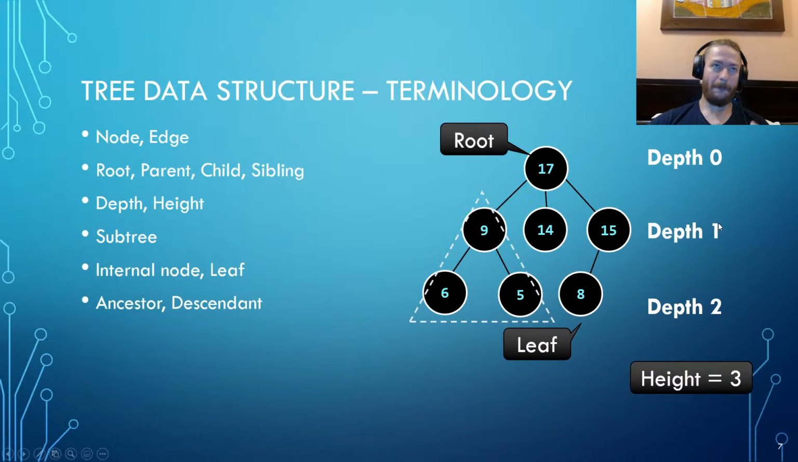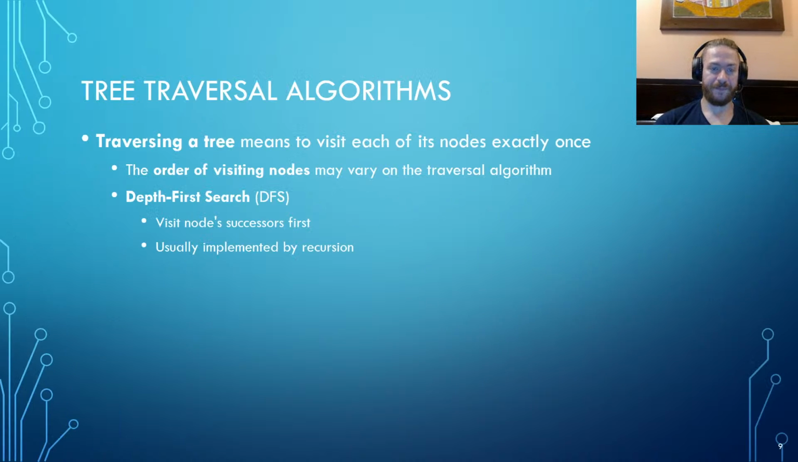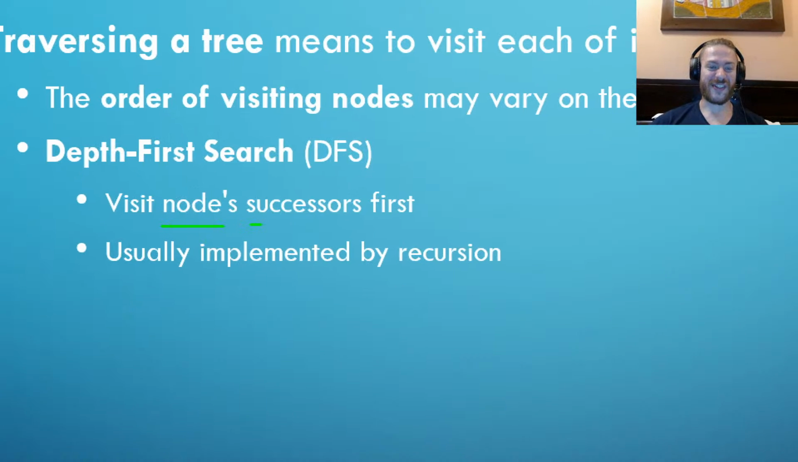So we may have different algorithms to traverse a tree. The first and the most popular one is depth-first search, and the second, which is again super popular, is breadth-first search. Depth-first search means visit a node's successors first. So try to go as low as possible and then return back.